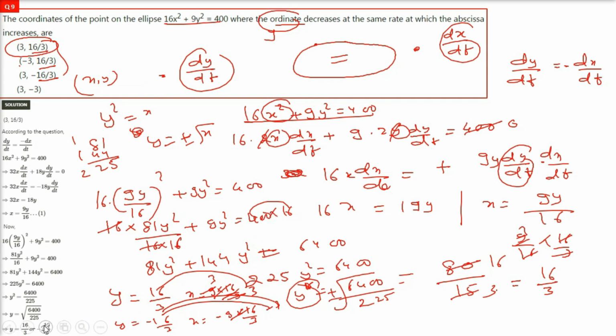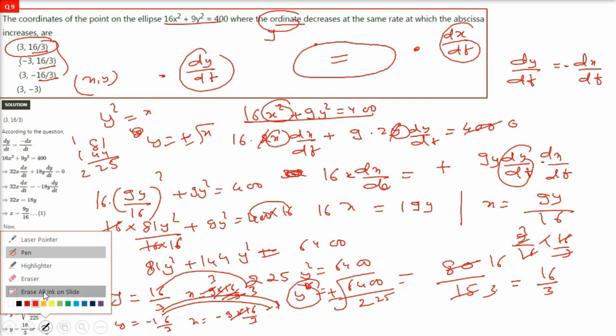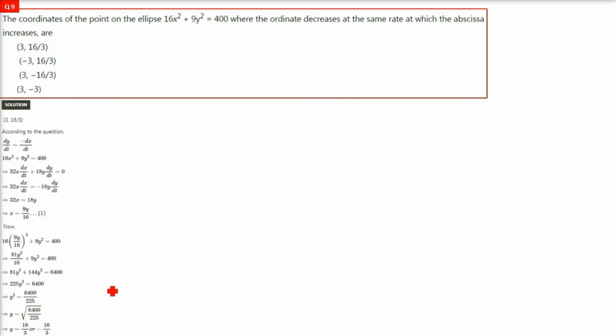So let me just clear it so that you know what we have done, because you need to know, and if you want to solve it, if it doesn't come in MCQ, in normal question it comes. So how are you going to solve this? So this is 3 comma 16 by 3. X is 3, Y is 16 by 3.